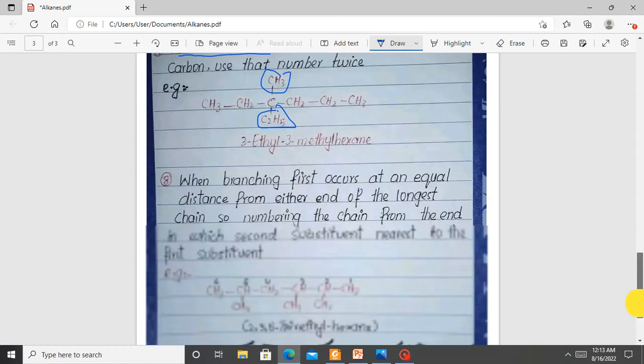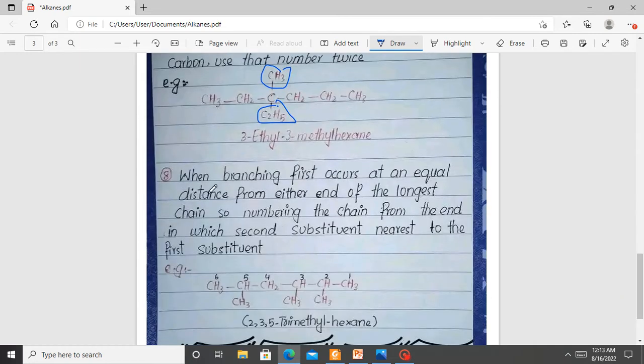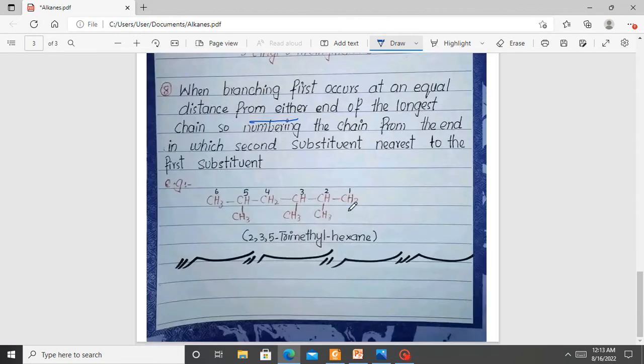Next, let's continue and look at our final point here. The last rule in naming alkanes is when branching first occurs at an equal distance from either end of the longest chain, number the chain from the end in which the second substituent is nearest the first substituent. So let's try and explain this rule here. We can number the chain from here 1, 2, 3, 4, 5, 6, or we can also number from 1, 2, 3, 4, 5, 6.